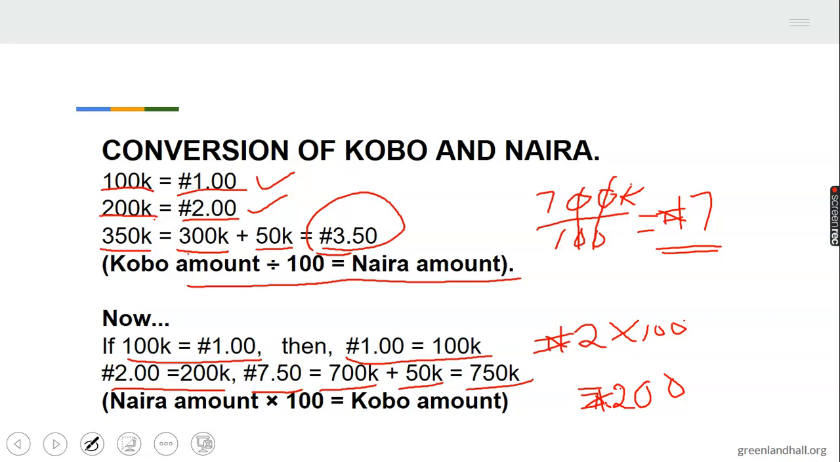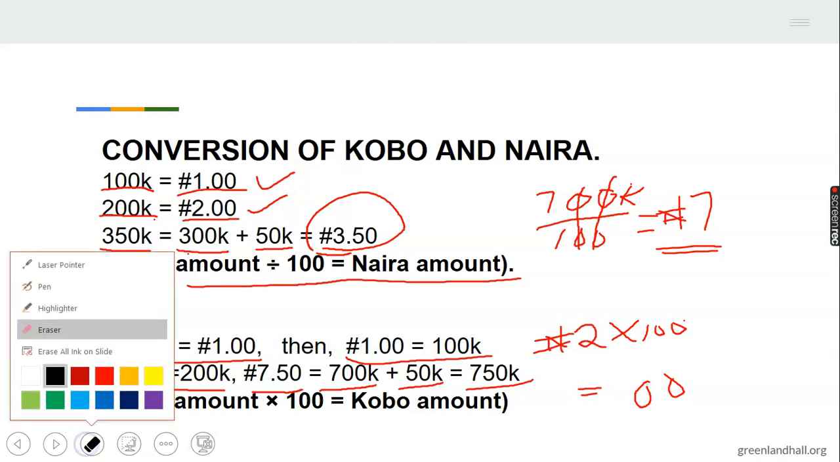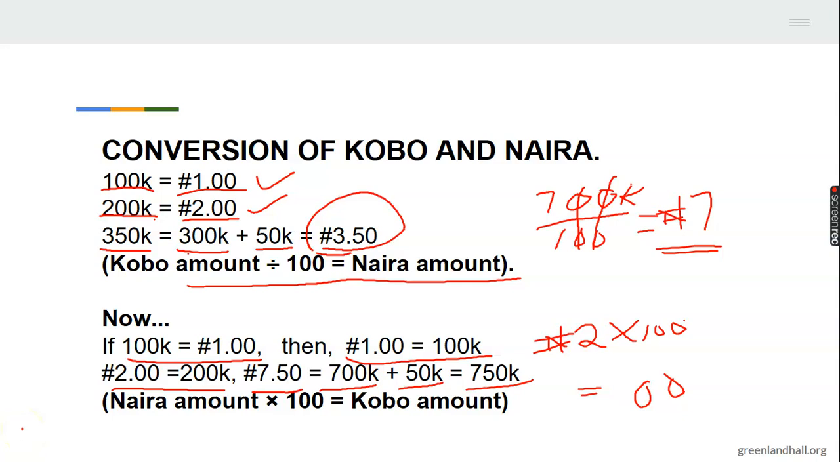kobo. Instead of naira, it will be kobo. Pardon me. Instead of naira, it will be kobo. So it won't be naira. I will erase my naira from here. It won't be naira. Okay, it has to be kobo. That's 200 kobo. So 2 naira will be 200 kobo.